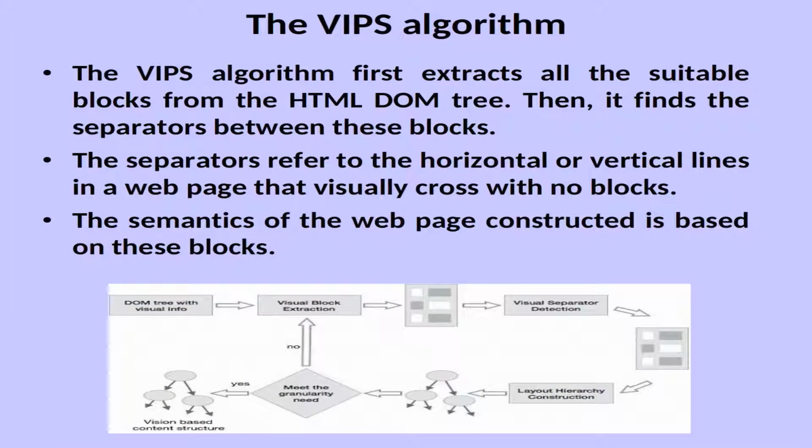The VIPS algorithm first extracts all the suitable blocks from the HTML DOM tree. After that, it finds the separators between these blocks. The separators refer to the horizontal or vertical lines in a web page that visually cross with no blocks. The semantics of the web page is constructed based on these blocks. Now, let us see the diagrammatic representation of the VIPS algorithm.